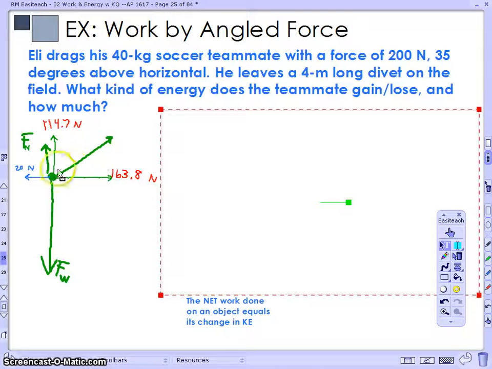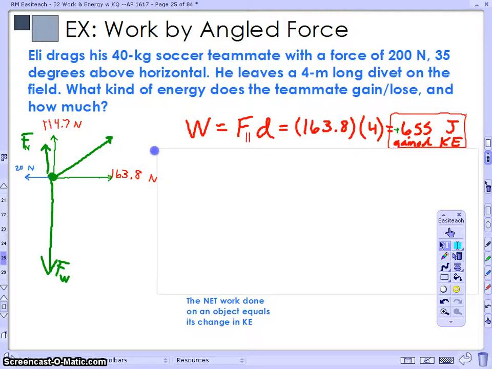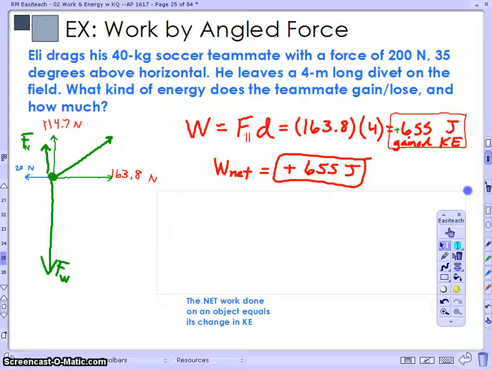Here's my 200 Newton force. Here's my 20 Newton frictional force. Actually, I think I threw that in later to discuss what would happen if there was a frictional force. The work done by friction would always be negative. We'll get into that. So the work done by the parallel force, you're going to use the 163.8. I hope that's intuitive. And it gained kinetic energy, and particularly 655 joules of it, because that's the amount of work that Eli did on his teammate. The net work was also 655 joules.